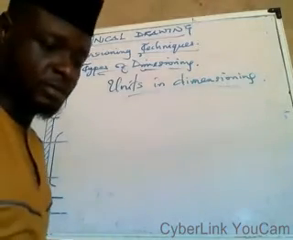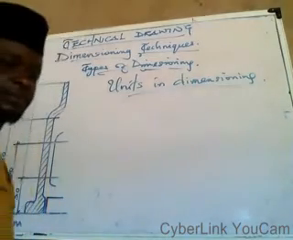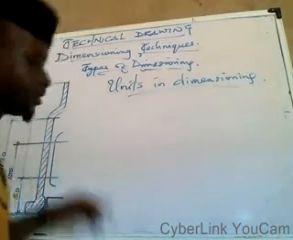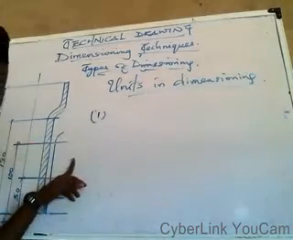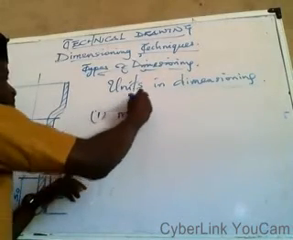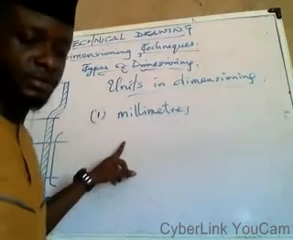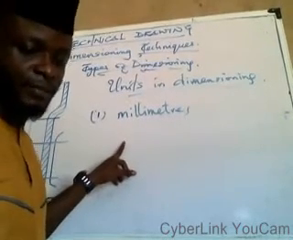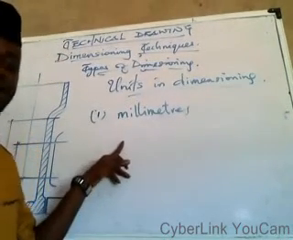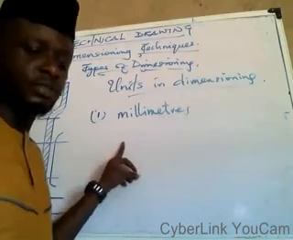So we have number 1. It is millimeter. You dimension in millimeters. Millimeter is used for dimensioning length without stating the units.